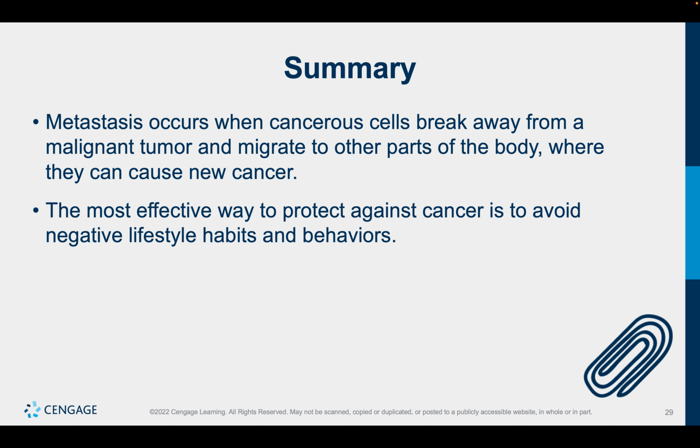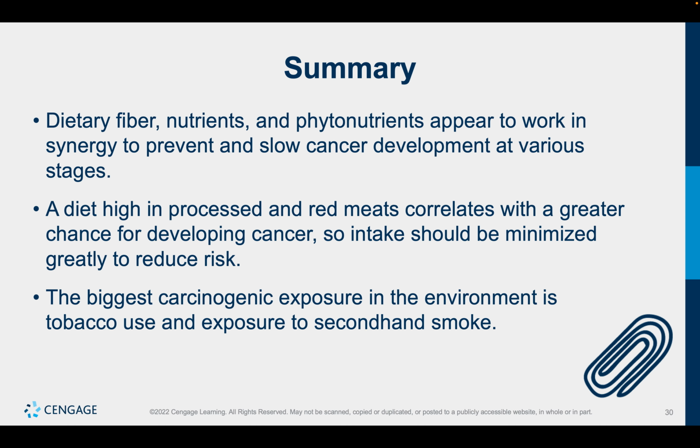The most effective way to protect against cancer is to avoid negative lifestyle habits and behaviors. Dietary fiber, nutrients, and phytonutrients appear to work in synergy to prevent and slow cancer development at various stages. A diet high in processed and red meats correlates with a greater chance for developing cancer, so intake should be minimized greatly to reduce risk.